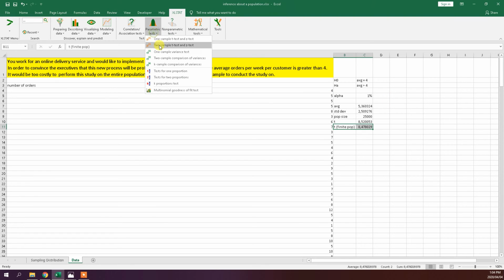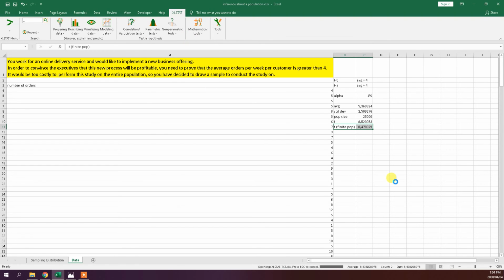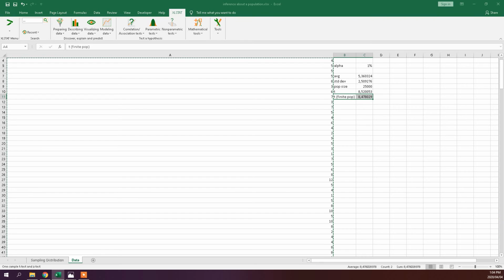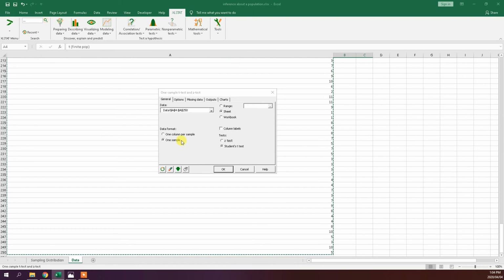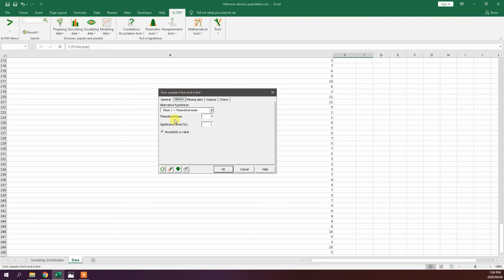Okay, so let's look at what XLStat looks like. We've got the parametric test, which is a one-sample t-test. Just for interest's sake, the z-test would be used if you actually knew the standard deviation of the population. Of course, that's hardly ever the case, so we'd usually use the t-test in this case. Okay, so we've got our data. Let's just check that that's correct. Got down to 250, one sample, Student's t-test, and then our alternative hypothesis is that our mean is greater than 4. Here the mean is 4, significance level of 1, which is in percentage points.